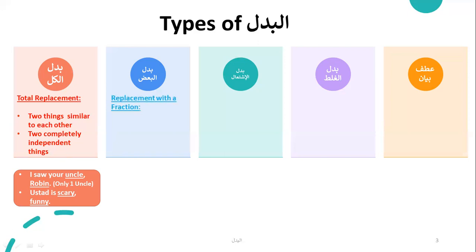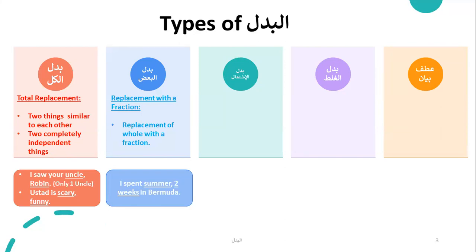Then we have Badal al-Bad, which means replacement with a fraction of something. So replacement of a whole with a fraction. An example of that would be, I spent summer, two weeks in Bermuda. You said, I spent summer, but let's say summer is two or three months. So you only spent two weeks out of that summer in Bermuda.